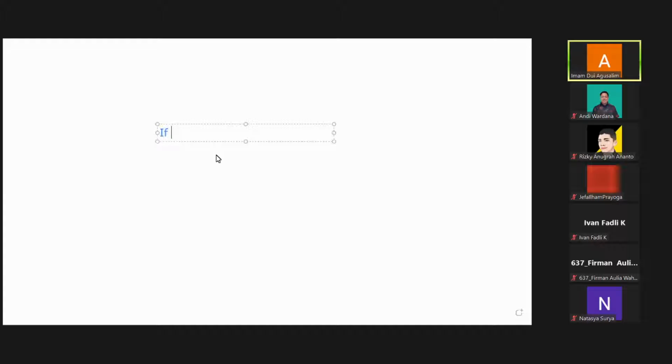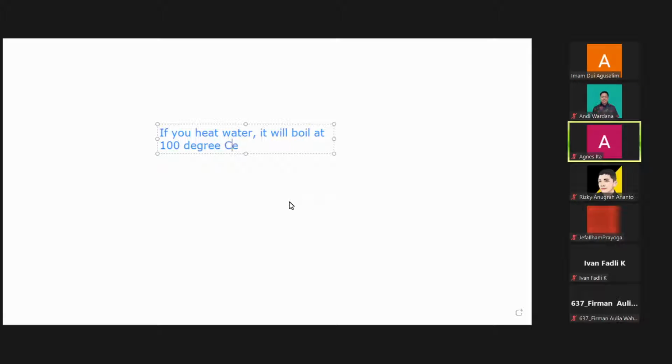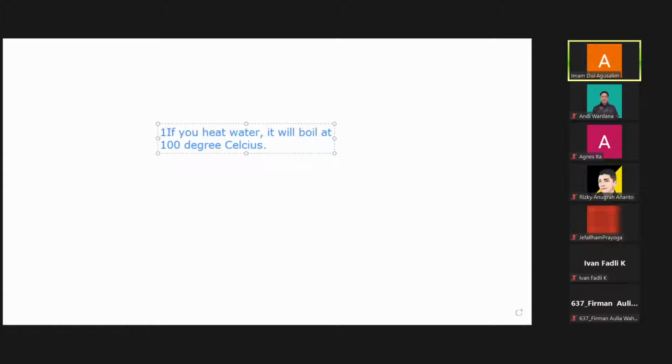Satu ya. Yang ke satu itu biasanya menggambarkan tentang fakta. If you boil water, or if you heat water, saya tulis di sini ya. If you heat water, it will boil at 100 degrees Celsius. Ya, misalnya seperti ini. This is type 1. Oke, jadi ini adalah yang ke-1.